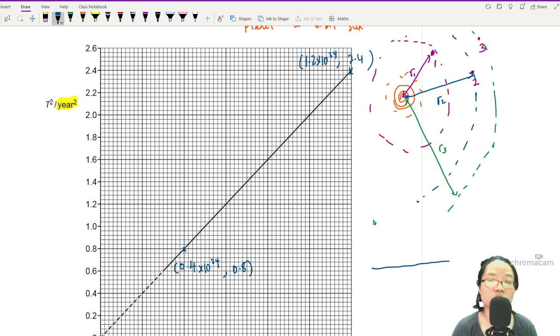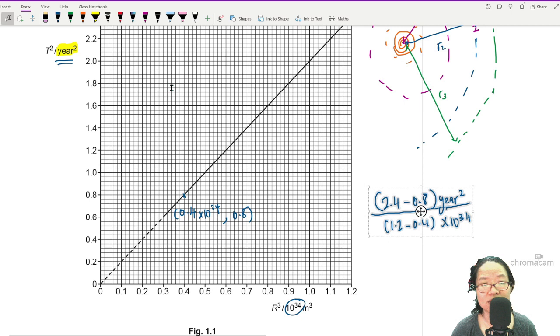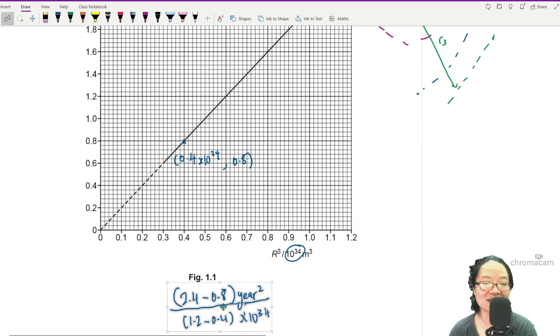If I want to find the gradient, I will take y1 minus y2 over x1 minus x2. In other words, 2.4 minus 0.8, and this one is year squared. So I'm going to first write year squared and then convert later, divided by x1 minus x2, which is 1.2 minus 0.4. Don't forget to inherit the prefix from the axis. It is very important to be careful and make sure everything is converted. This one is meter cubed. At least you don't have to convert the denominator of your gradient.